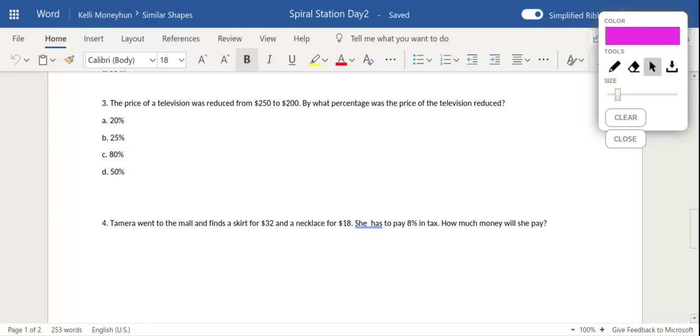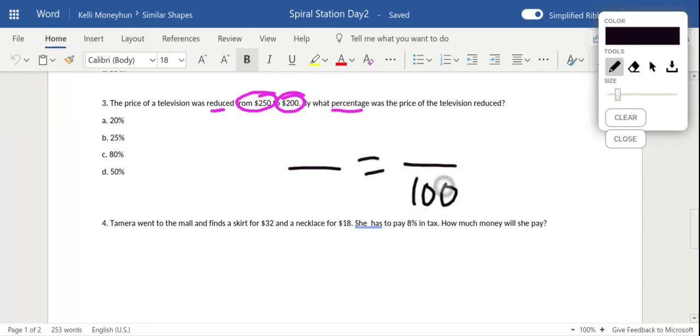All right, let's look at number 3. It says the price of a television was reduced from $250 to $200. Okay, so a price changed. By what percentage was the price of the television reduced? Anytime I see the word percent, I know I have to set up a proportion. And it's going to be a proportion where my 100's at the bottom.